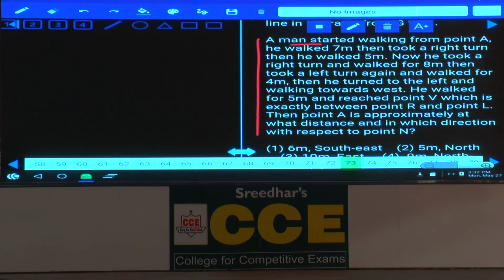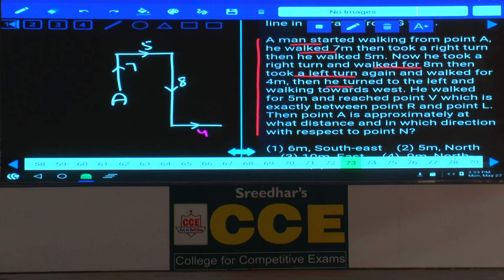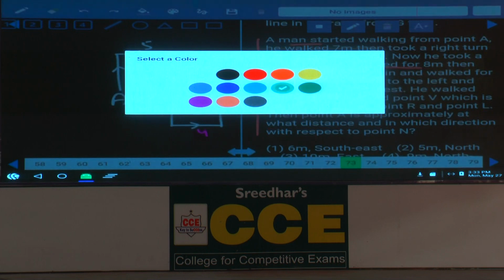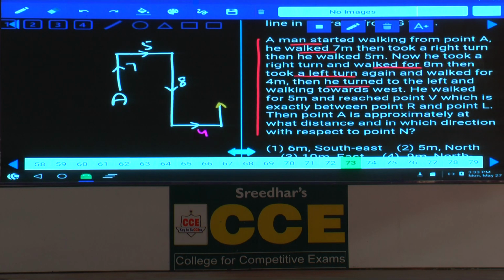If this is A, first he walked how many meters? 7 meters. Though the direction is not given, first we are taking it as north. Then he took a right turn and walked 5 meters. Then he took a right turn and walked 8 meters. Then took a left turn and walked 4 meters. Then he turned left and walked towards west. Finally this person is moving towards which direction?